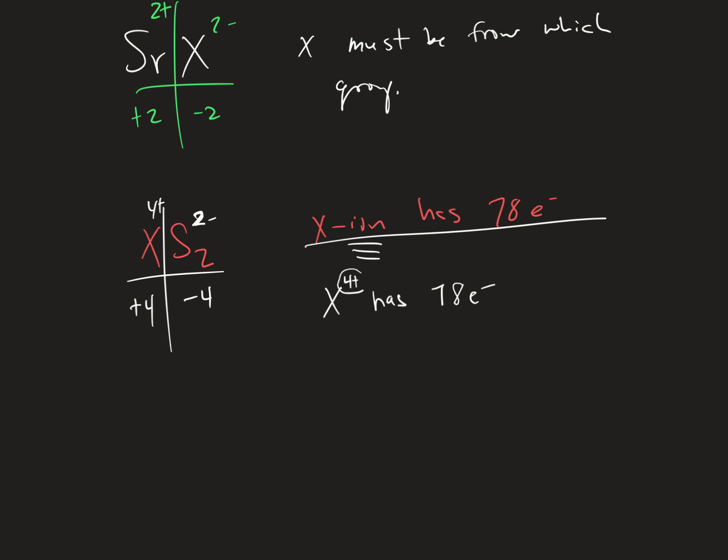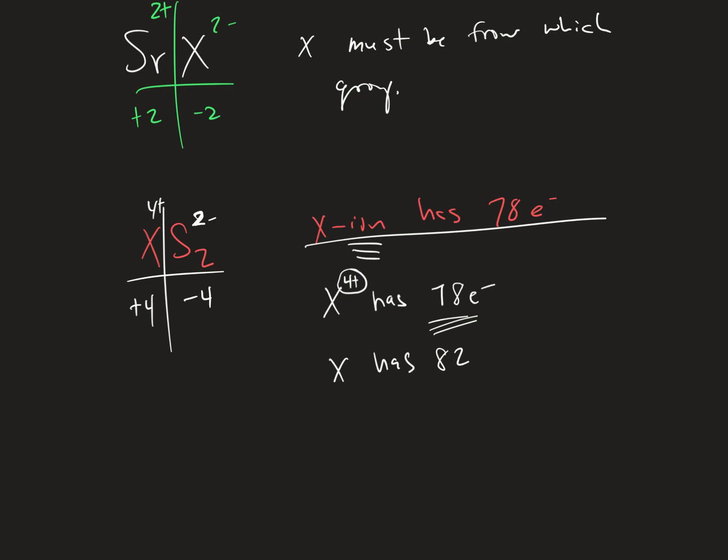What had to happen for it to become 4 plus? It lost 4 electrons. So how many electrons does X have? Try again. It lost 4 to become this, right? That means it has to have 82 electrons before it becomes an ion. Do you see how that's a little tricky? But if you really think about it, maybe not so bad.